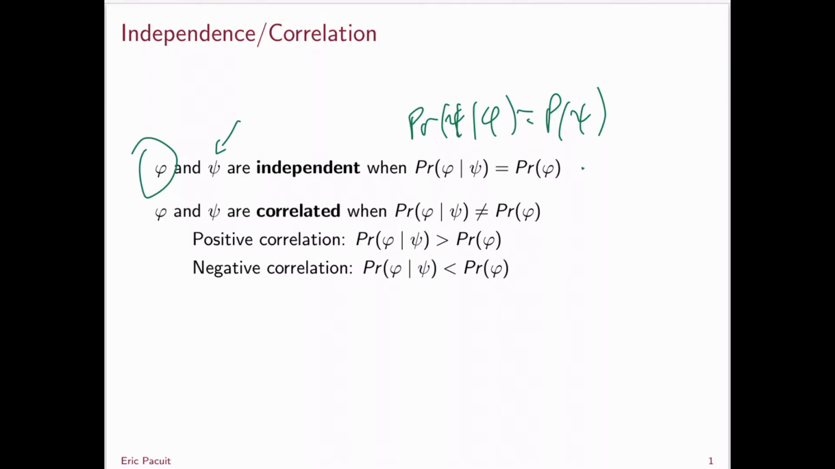On the other hand, phi and psi might be correlated. And if they're correlated, that means the probability of phi given psi is not equal to the probability of phi. So learning something about psi will raise or lower the probability of phi. There might be a positive correlation in the sense that learning psi might increase the probability of phi, or a negative correlation in which learning psi might lower the probability of phi.